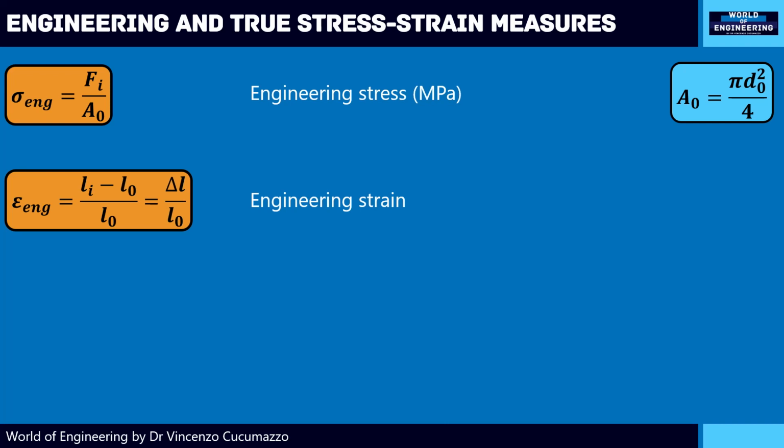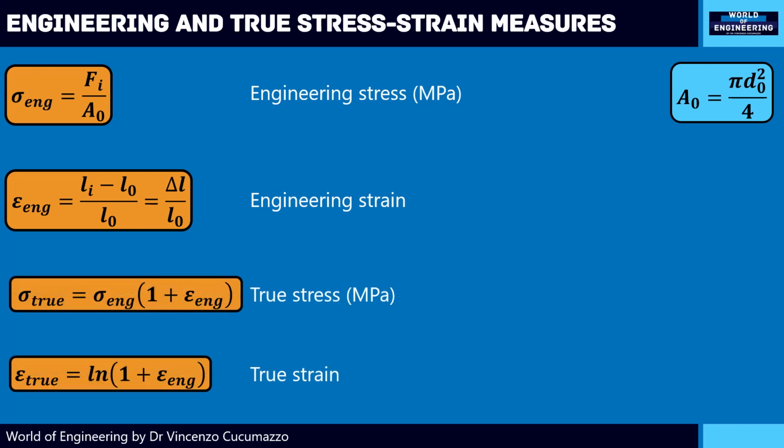Now, so far, so good. However, there is a problem here. We can notice that in the engineering stress calculation, we use the initial cross-sectional area, but we said that it decreases during the test. So for this reason, we make use of true stress and true strain. Now, assuming that the volume of the specimen doesn't change, so basically it remains constant, we can write the true measures as a function of the engineering ones.